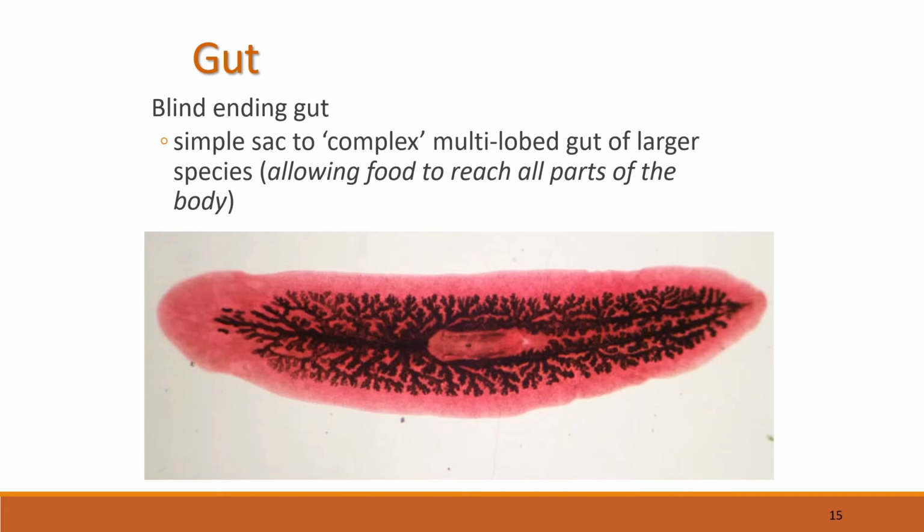And in this photo here, this is a free-living flatworm that's ingested a dye so that you can see all this intricate gut with all its many different chambers and lobes that are spread out throughout the body of the platyhelminth to allow these nutrients to spread around the body.